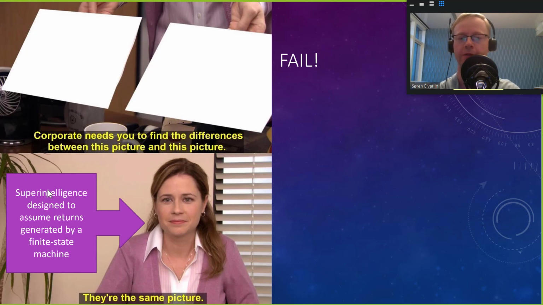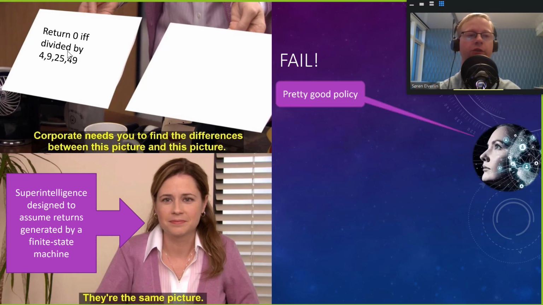So how does this fail? Well, let's take one particular policy: return 0 if the number can be divided by, like, the first 4 squares. The superintelligence will probably see, using a classical learning policy, that this is a pretty good policy. Like, it doesn't get 0 loss, but it certainly has a low loss compared to many other policies. That's a reasonably good policy.